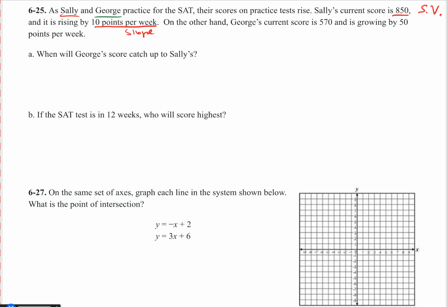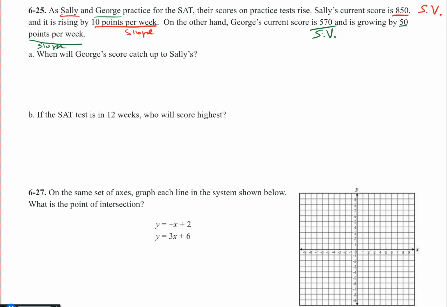On the other hand, George's current score is 570. That's like his starting value. And his score is growing by 50 points per week. So he's growing faster, but he starts lower. That's the growth, or we call it the slope.